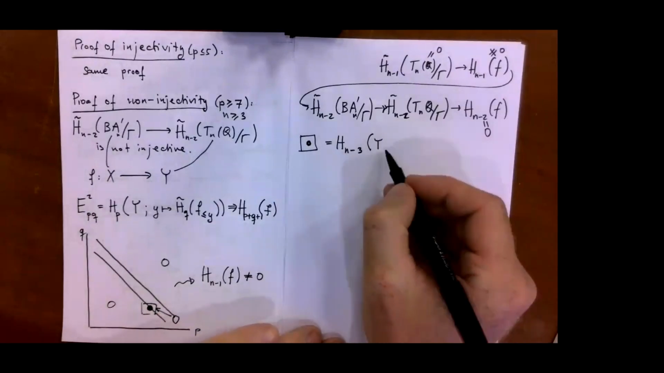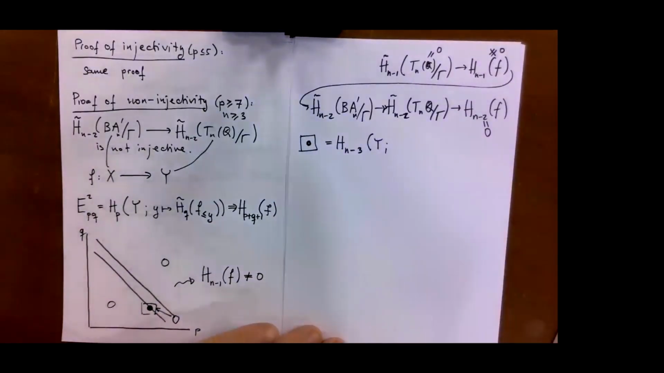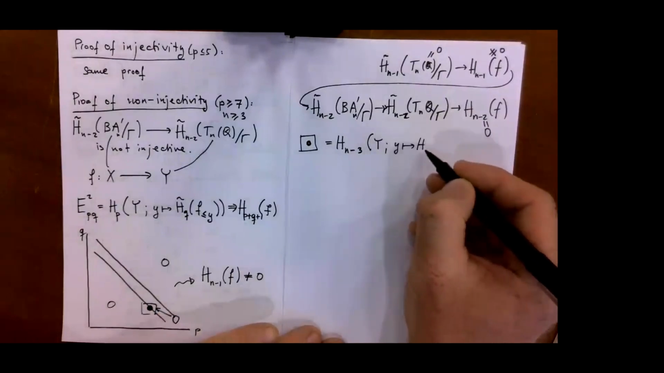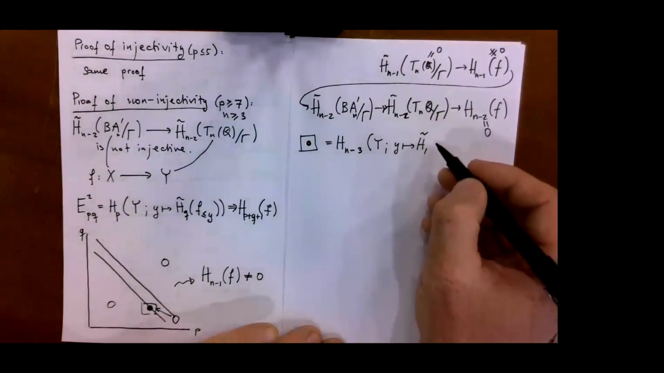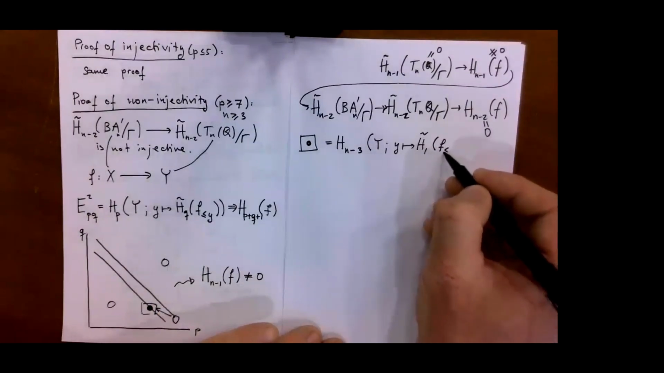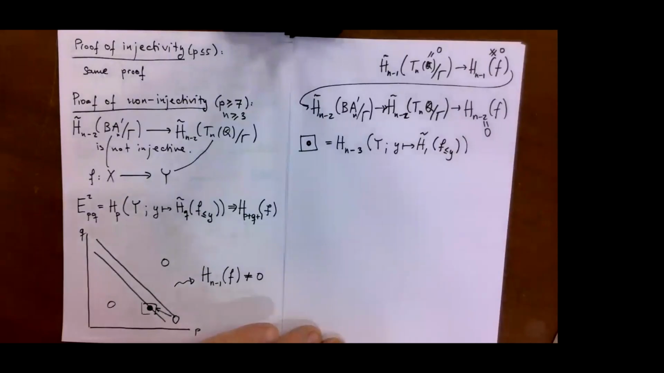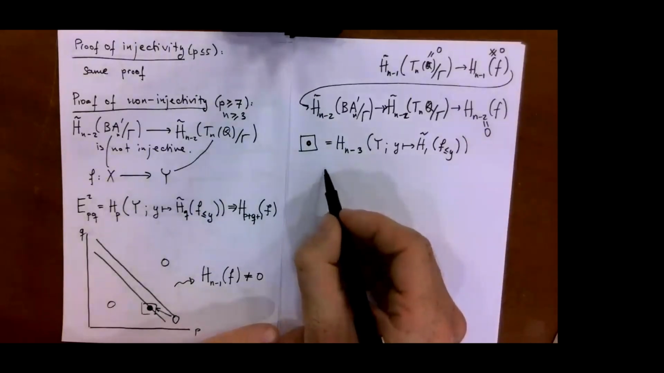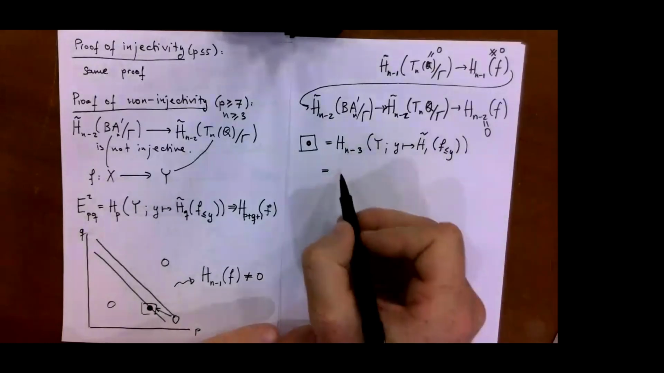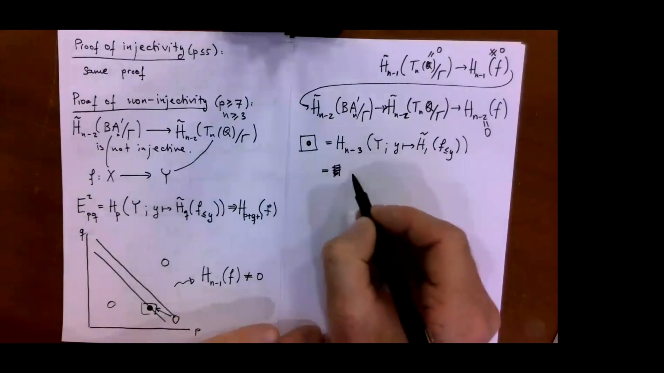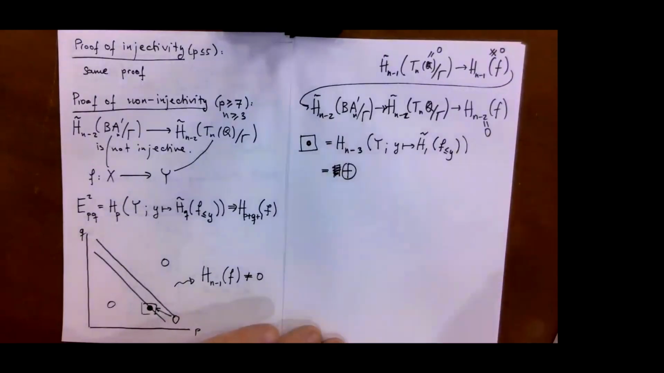Of y with coefficients in y going to h1 twiddle f small equal to y. But one can actually show that this is the same as the sum over all.